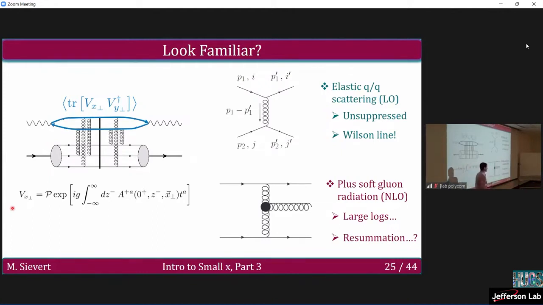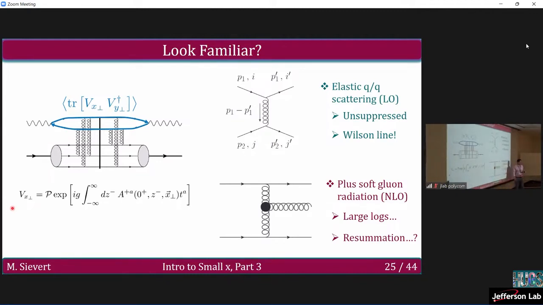Yes, ma'am? What's the Wilson line? The Wilson line is this. This is the path-ordered exponential. So think of it like a WKB approximation. So it's a semi-classical description. You say, I've got a particle at point x, it goes to point y, and it goes through some background field.